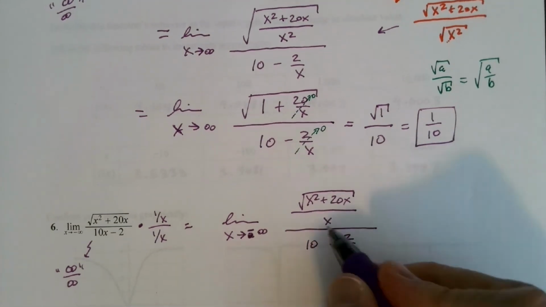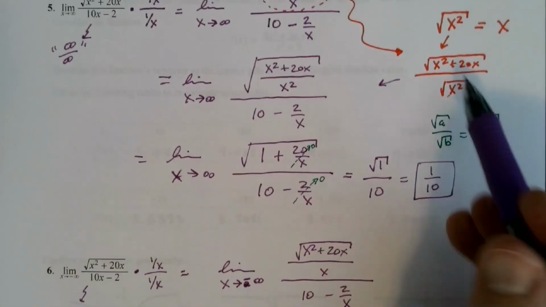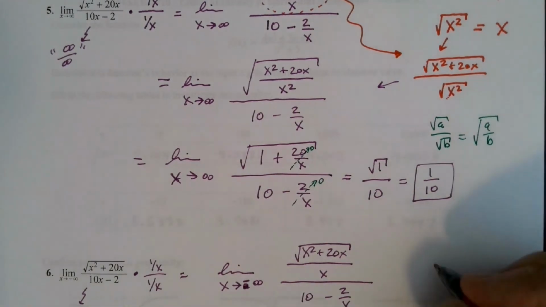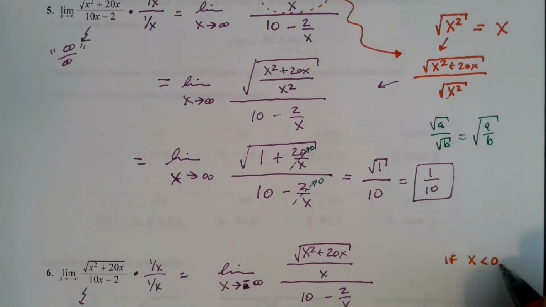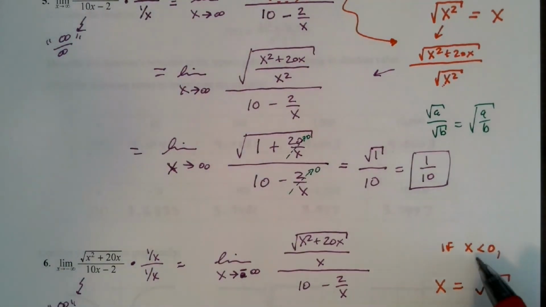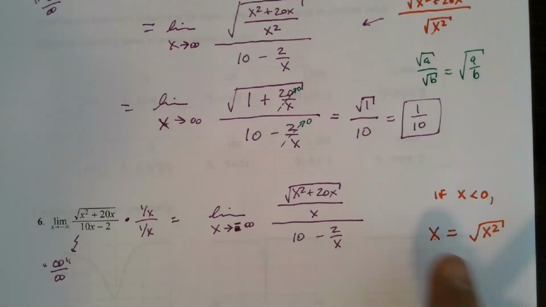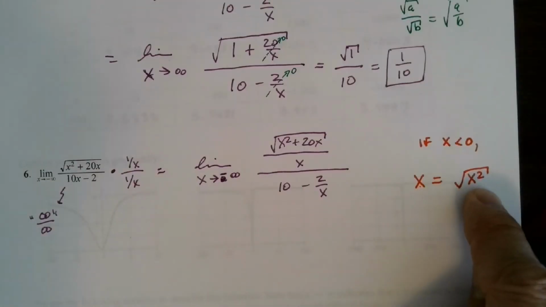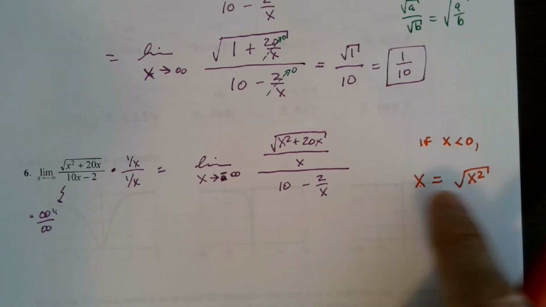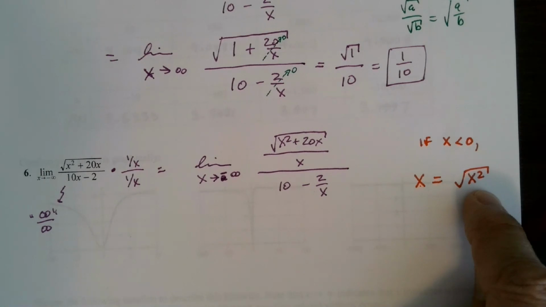The bottom's the same. But this x now, can we just replace it with the square root of x squared? No. So what's going to be true this time? If x is less than 0, then x is not equal to the square root of x squared. And the reason is, just check any negative number out, like negative 2. If I plug in negative 2 for x, then this side over here is negative 2. But if I square negative 2, what do I get? Positive 4. What's the square root of positive 4? 2. Does negative 2 equal 2? No, it does not. So this is not true.